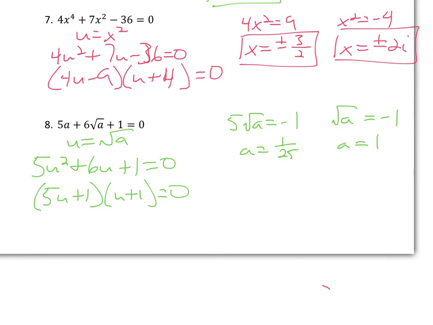When you square both of those, we've got to check our answers. So in the first one, we'll have 1/5 plus 6/5 plus 1 equals 0. That's not going to be very helpful. The second one, we'll have 5 plus 6 plus 1 equals 0. That's not going to be helpful either. So the answer is going to be no solution.